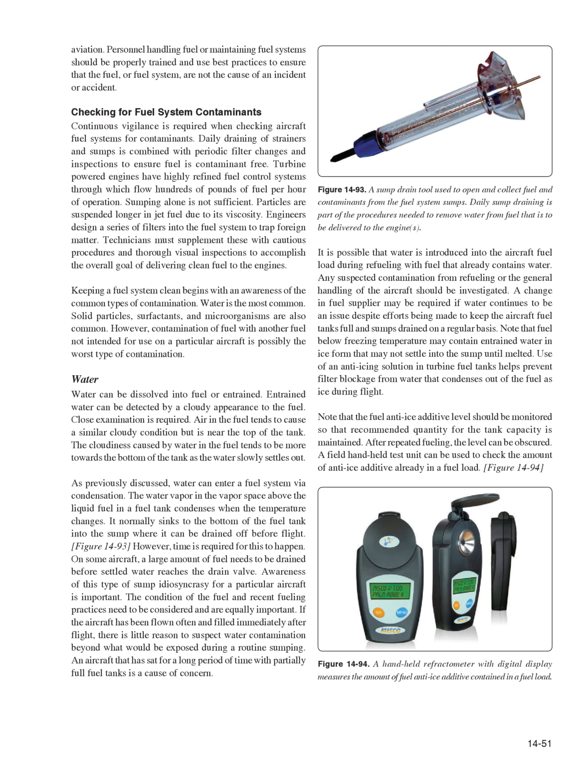Keeping a fuel system clean begins with an awareness of the common types of contamination. Water is the most common. Solid particles, surfactants, and microorganisms are also common. However, contamination of fuel with another fuel not intended for use on a particular aircraft is possibly the worst type of contamination. Water can be dissolved into fuel or entrained.